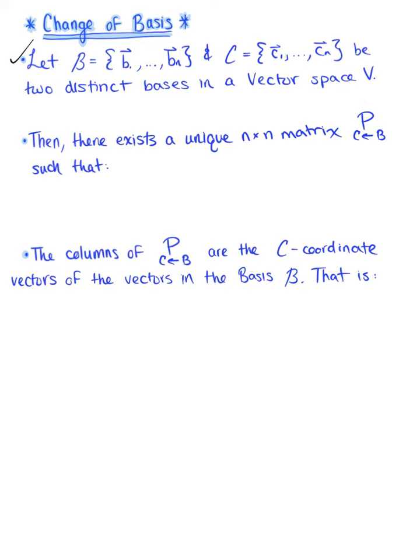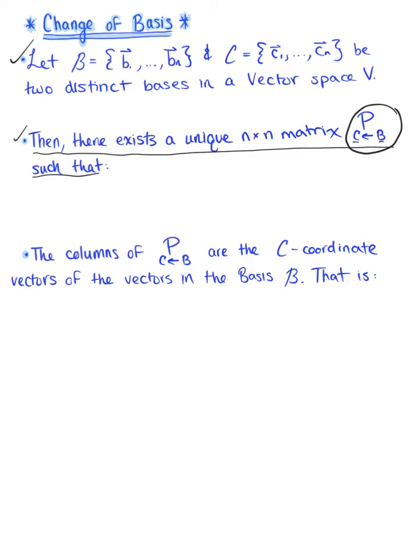To begin, we are going to let B be a basis defined by the vectors b sub 1 through b sub n, and we're going to let C be a basis defined by the vectors c sub 1 through c sub n, and these are two distinct bases in some vector space V. Then there exists a unique n by n matrix, P from basis B to basis C, such that the coordinates of vector x relative to basis C are defined by the multiplication of the change of coordinates matrix from basis B to basis C and the coordinate vector of x relative to basis B.